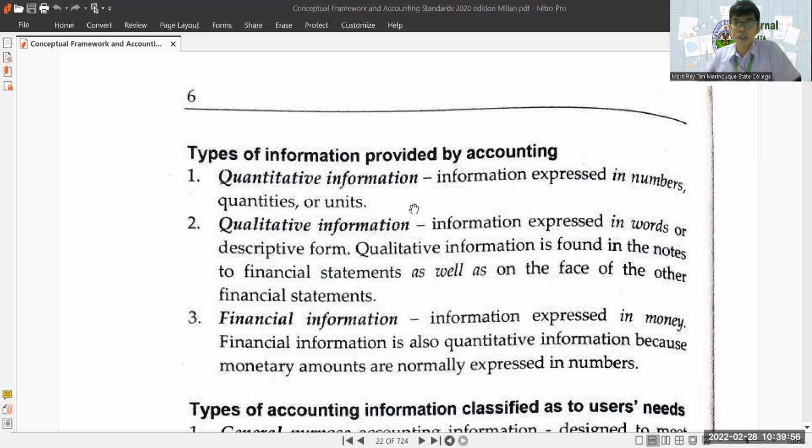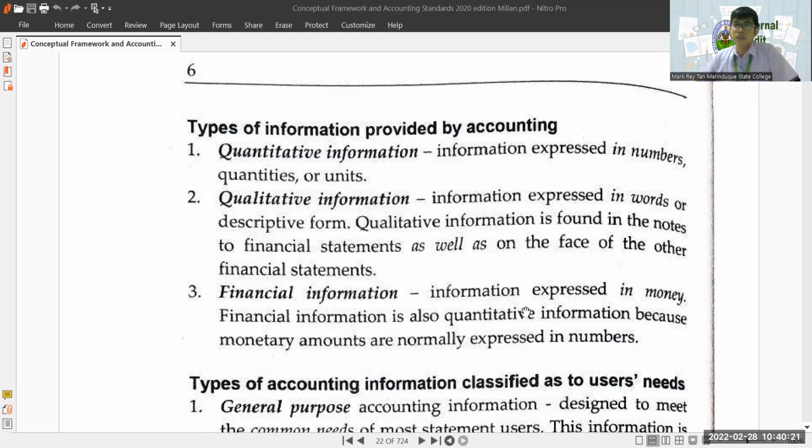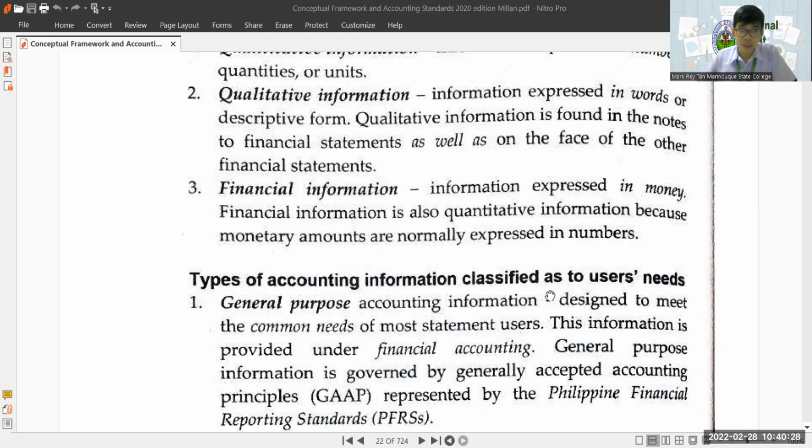When we say quantitative information, it is information expressed in numbers, quantities or units. And we say qualitative naman, so these are information expressed in words or descriptive form. So normally, makikita mo itong mga qualitative information dun sa notes to financial statements. Okay? And then lastly, the financial information is information expressed in money. And then financial information is also quantitative information. Ayan. Okay, so types of accounting information.